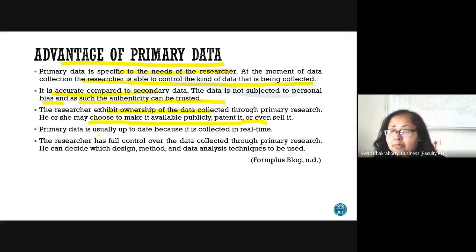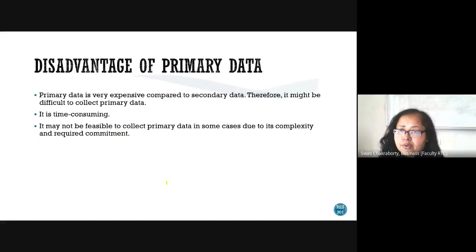It's usually up to date, the data, because it is collected in real time, right? And the researcher has full control over the data collected through primary research. He can decide which design, method, and data analysis techniques to be used.